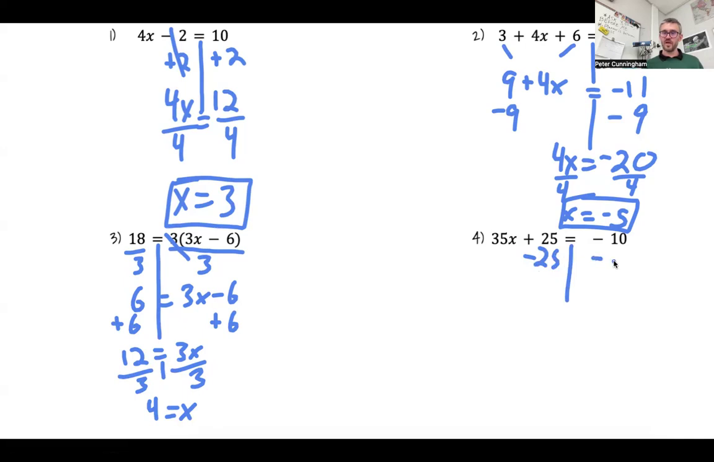Take 25 away from both sides. Careful with these negatives. This makes it -35 over here. 35x equals -35. 35 is multiplying by x. Divide by 35. Careful here. Keep track of that negative. X equals -1.